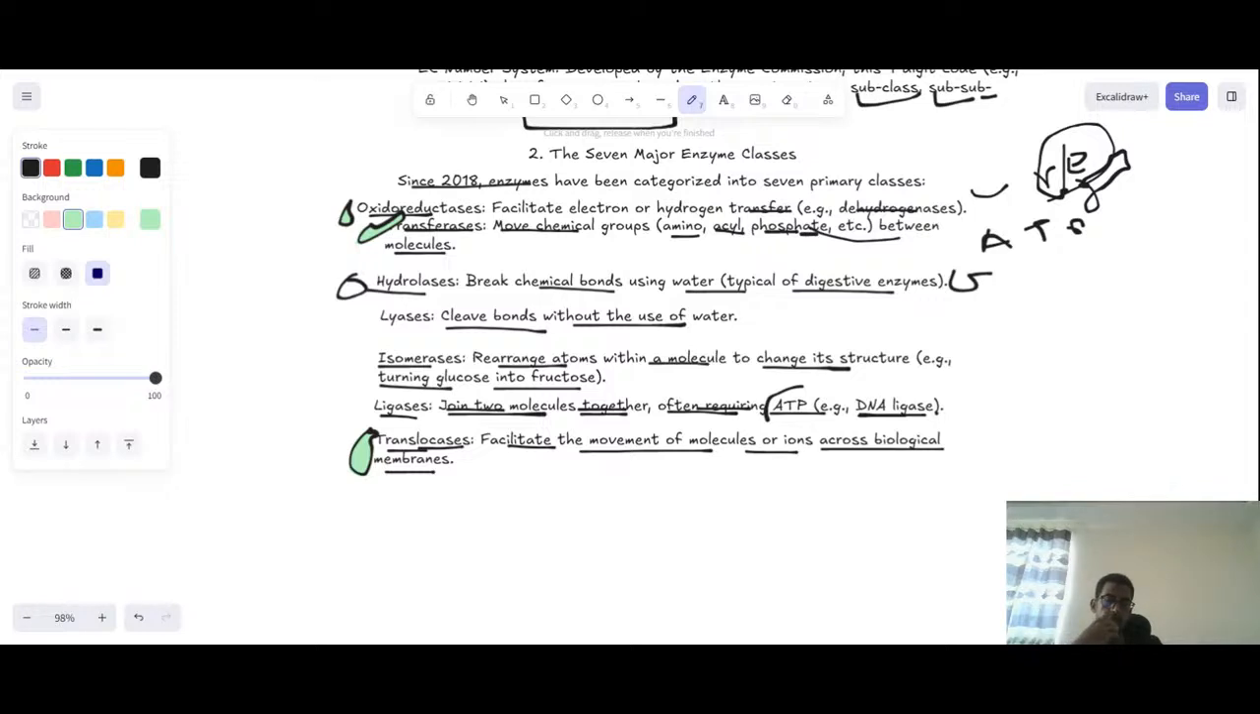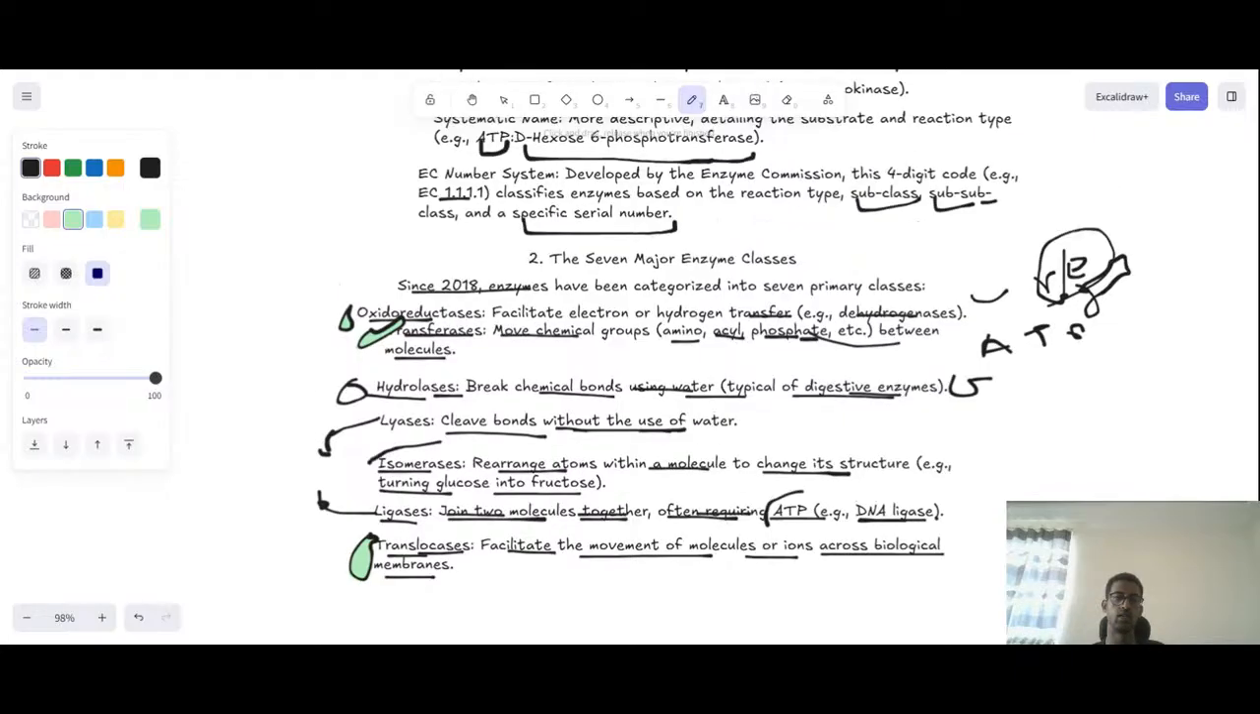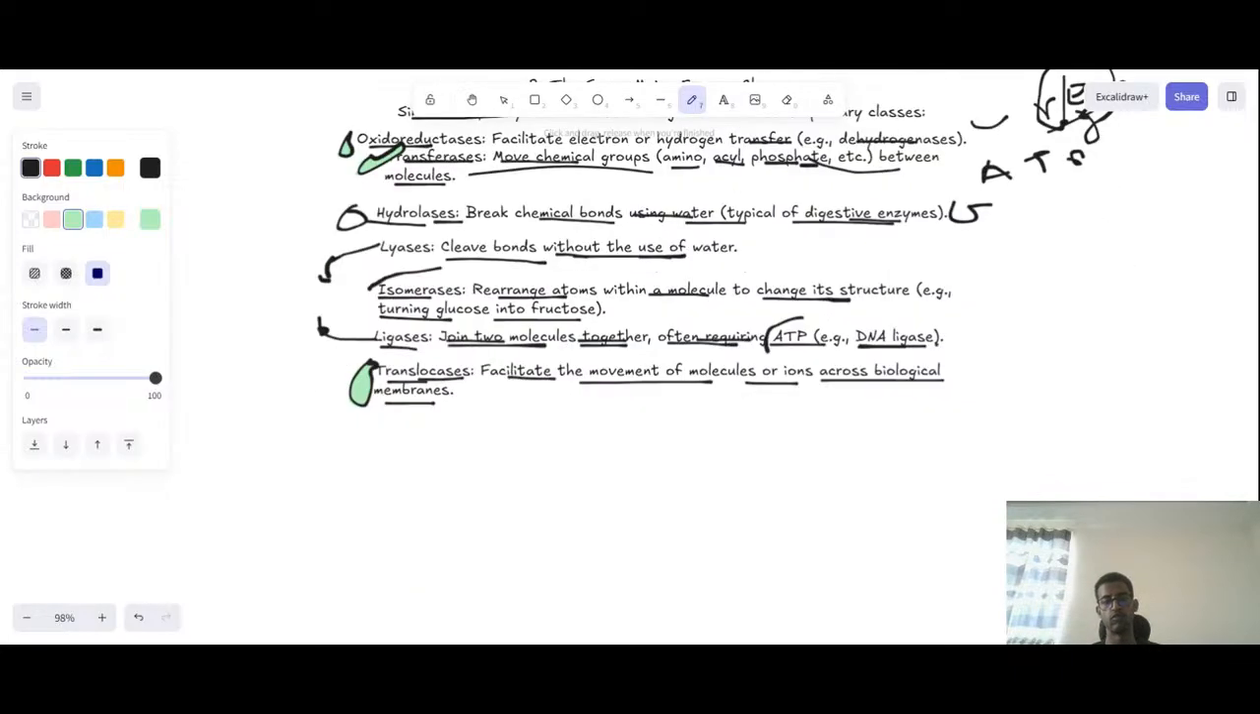Isomerase is an enzyme class. Ligase, what did we say earlier? Ligase works by proximity. Lyases work by restraining, lyases cleave bonds. Hydrolase breaks down, typically digestive enzymes using water. Without the use of water is lysis. Reductase, redox, transferase, move.